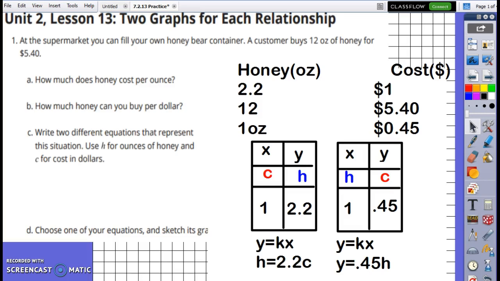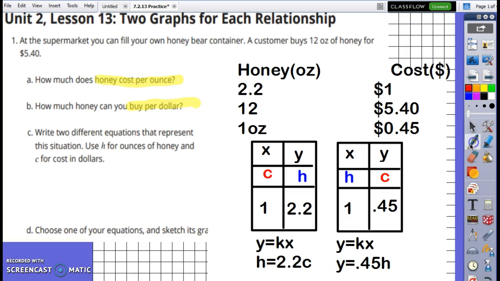So let's start with what the question is asking. At the supermarket, you can fill your own Honey Bear container. A customer buys 12 ounces of honey for $5.40. And then we're asked to find a couple of things: how much does the honey cost per ounce, and how much can you buy per dollar.